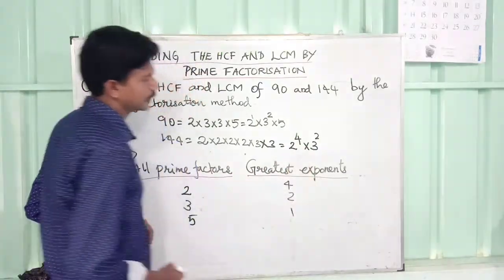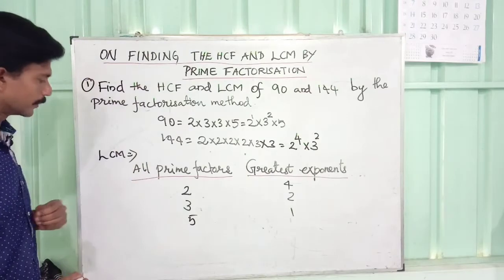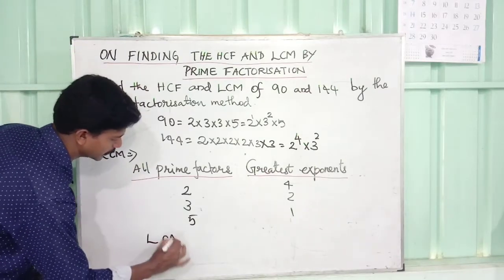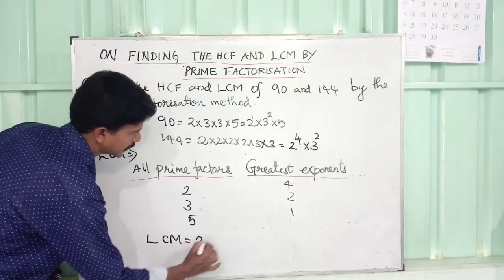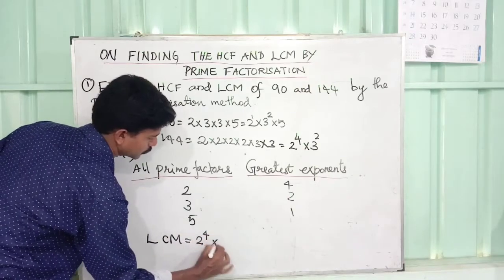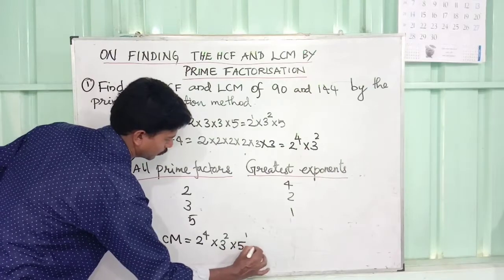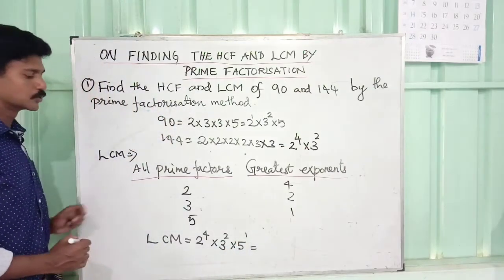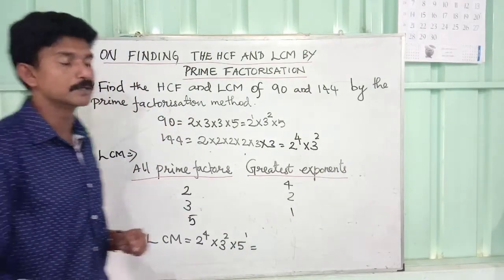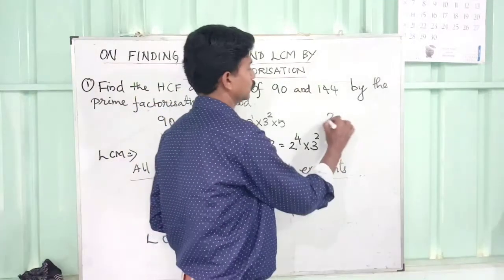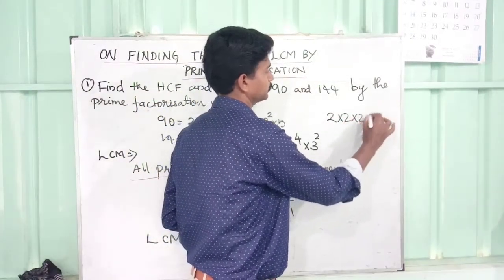So its exponent is 1. Let us find the LCM, which is equal to 2 raised to the power 4 into 3 raised to the power 2 into 5 raised to the power 1. So, 2 raised to the power 4. What does 2 raised to the power 4 mean? We have to write 2 four times and multiply.